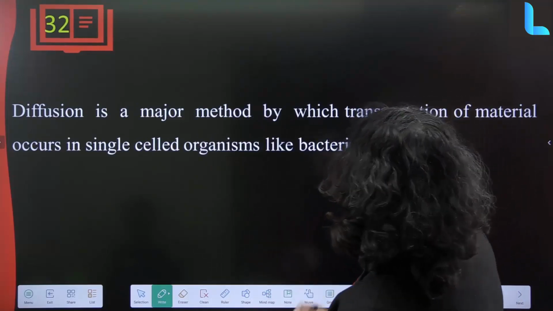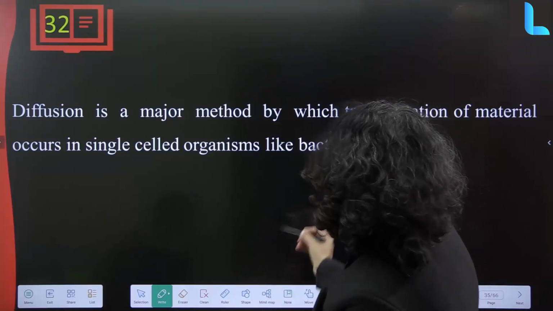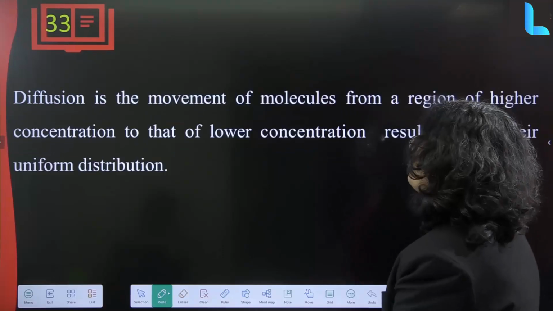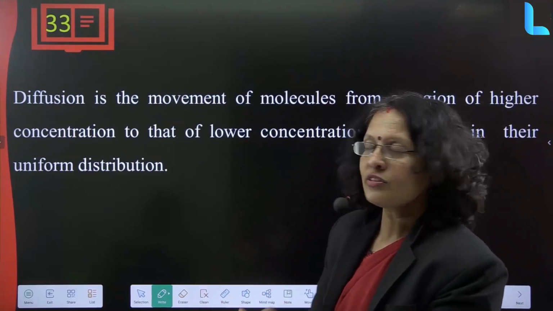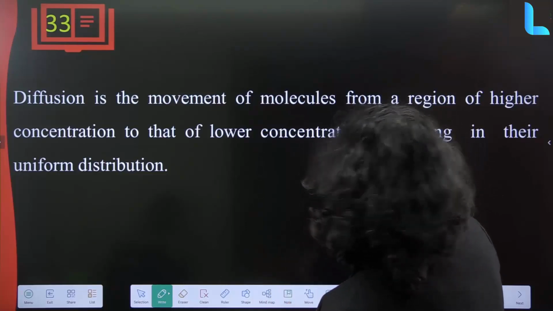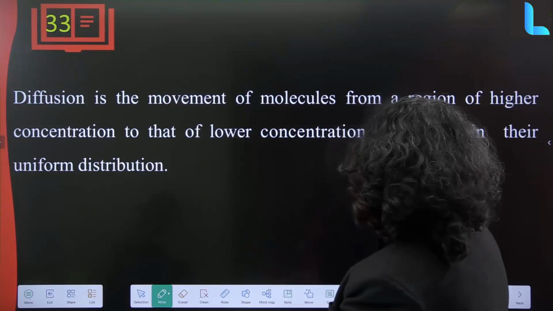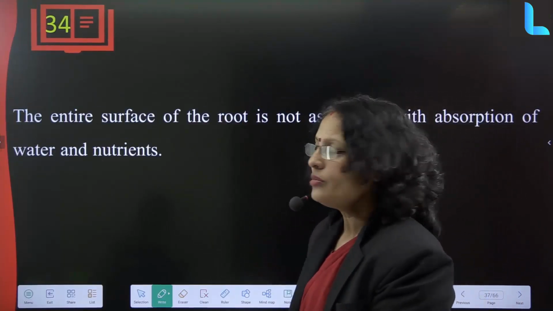Then diffusion is a major method by which transportation of material occurs in single cell organisms like bacteria, okay. Diffusion is the movement of molecules from a region of higher concentration to lower concentration, resulting in their uniform distribution. Just now we have seen higher concentration to lower concentration resulting in uniform distribution.